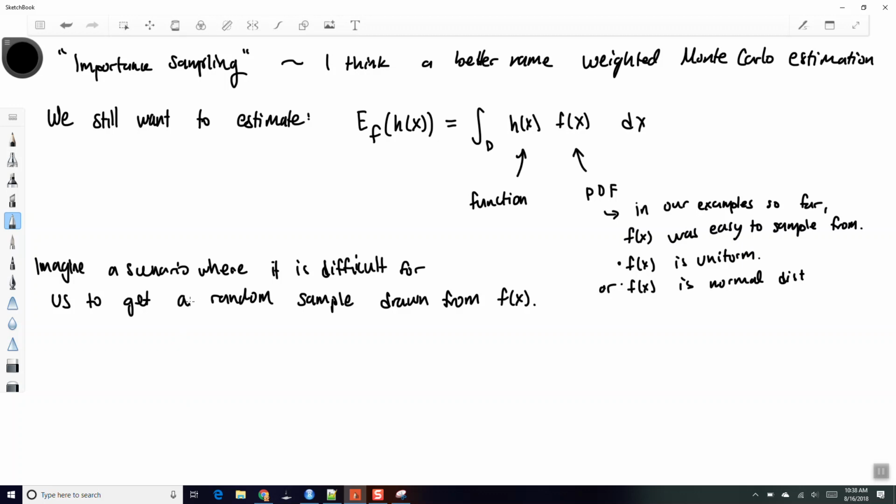Okay, and so when we ask, what is the value of this function when we apply it to this random distribution, we can't just draw from the random distribution and apply the function and get the estimate. Okay, now we're in a situation where we can't draw from f of x. So what can we do instead? All right, well, we're just going to do the very best we can, and we are going to just sample from another distribution.